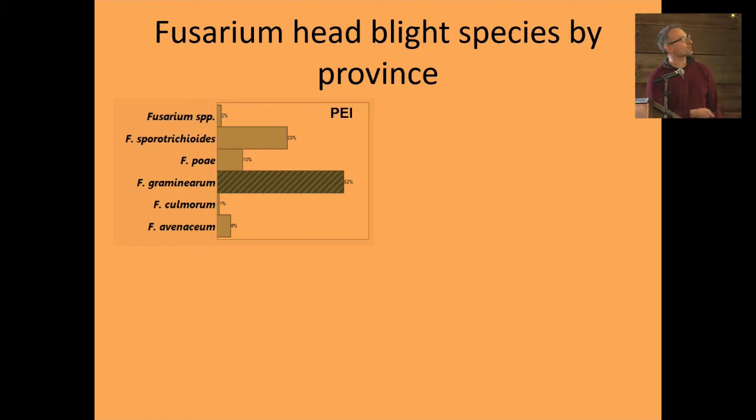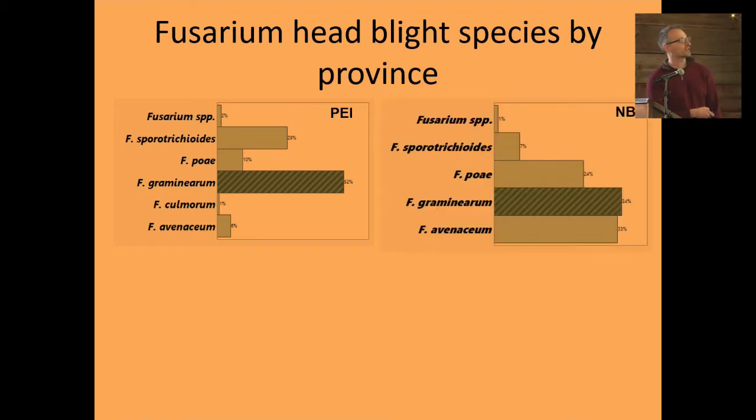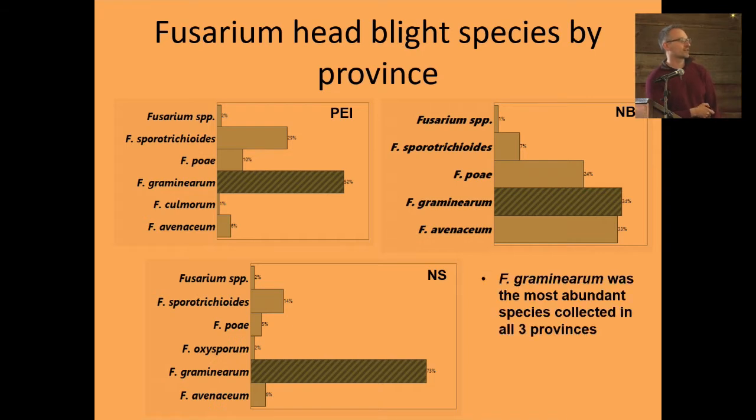Now, if we look by province, PEI had Fusarium graminearum as the most abundant pathogen, but so did New Brunswick and Nova Scotia. It was the most abundant in all 3 provinces, and actually this is the first time since I've been doing surveys, since 2017, where I've seen Fusarium graminearum as the most abundant pathogen in all areas, in all crops. So that really shows that at least since 2017, this was the year with the highest level of Fusarium head blight pressure.